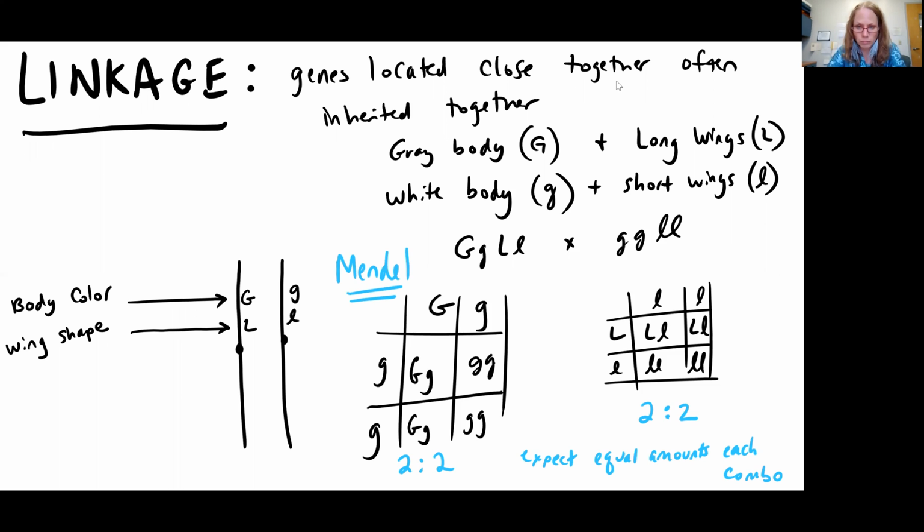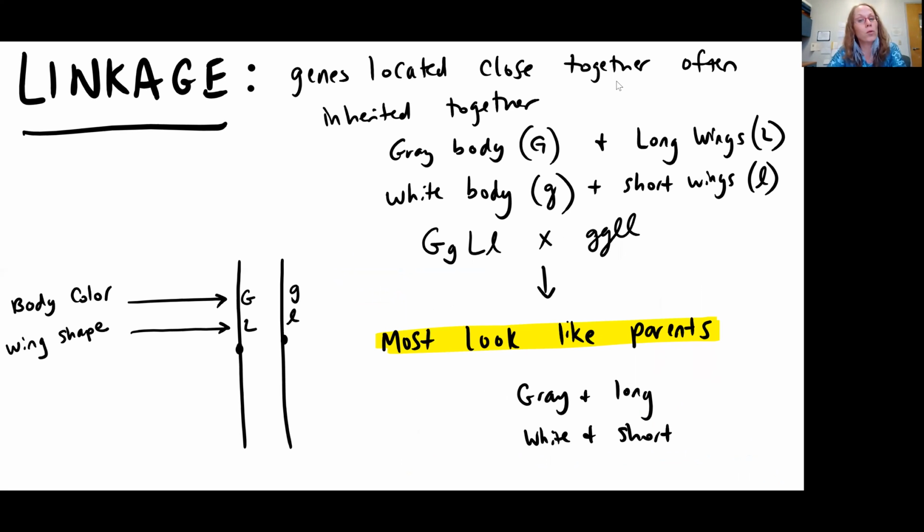Now, if we were testing this out and we crossed an individual who is heterozygous for body color and wing shape with a homozygous recessive for both, Mendelian genetics tells us that we would expect to have equal amounts of each combination. So we would have a fourth that are gray body with long wings, and a fourth that are gray body with short wings, and a fourth that are white body with long wings, and a fourth that are white body with short wings.